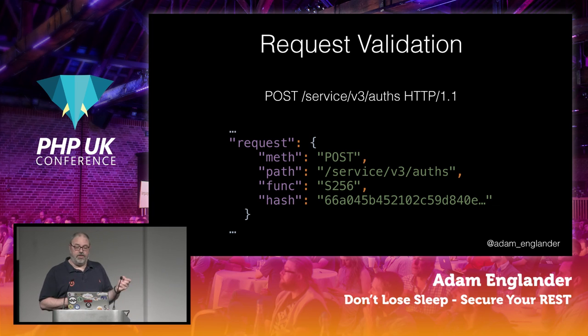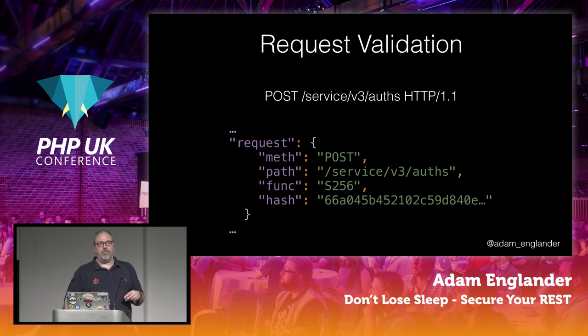And then we have request validation. And this is one of the big things that we did with this. We created a subsection called request. And that's where we put the method, the path, the function used to, the hash function used, and the hash. So you'll see that the top is the first part of the request. So we know that it's a post request, and the location is service v3 auths, the path. And so we have represented that inside of the JWT.